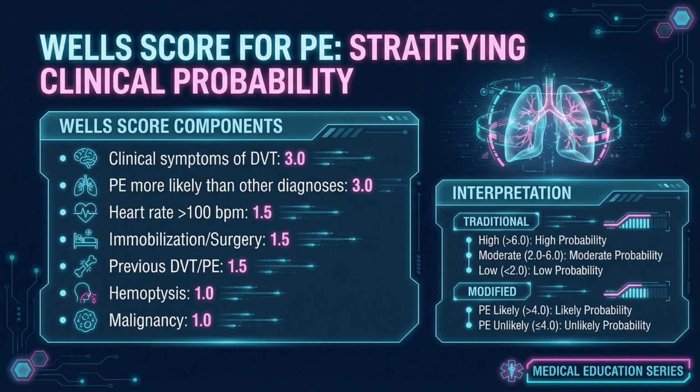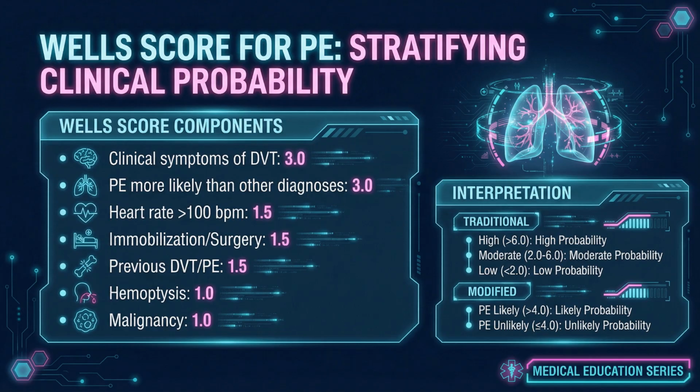The Wells score is based on several key clinical factors, each assigned a specific point value reflecting its contribution to the likelihood of PE. For example, if the patient has signs or symptoms of deep vein thrombosis, such as leg swelling or tenderness, that adds 3 points. Similarly, if PE is considered more likely than any other diagnosis based on clinical judgment, that also scores 3 points. This subjective assessment is crucial and often reflects the clinician's overall impression.